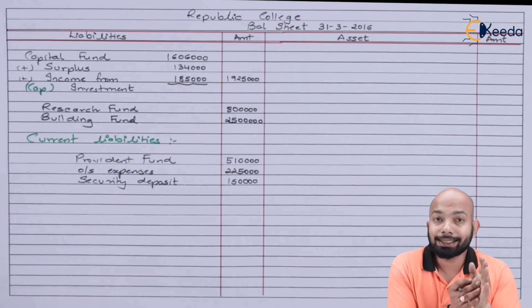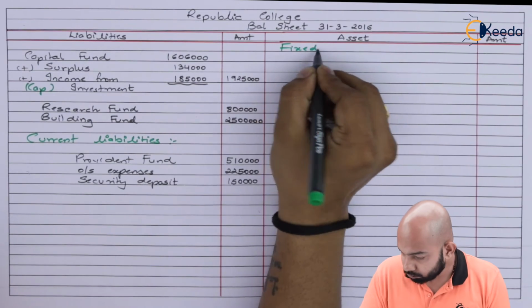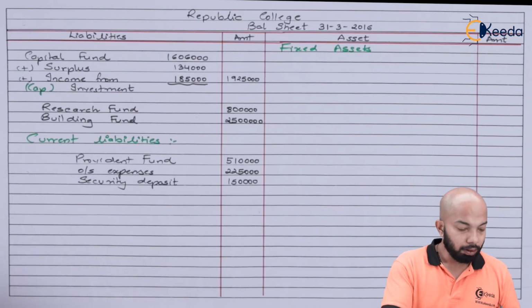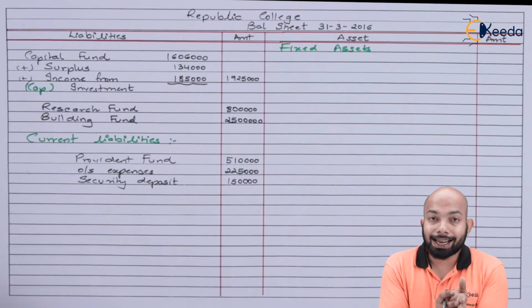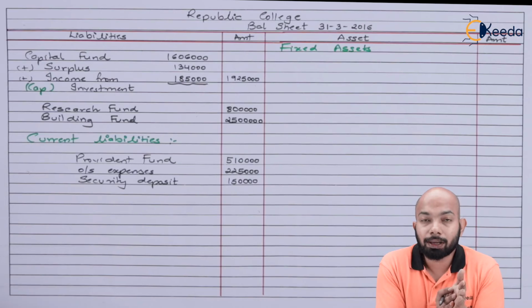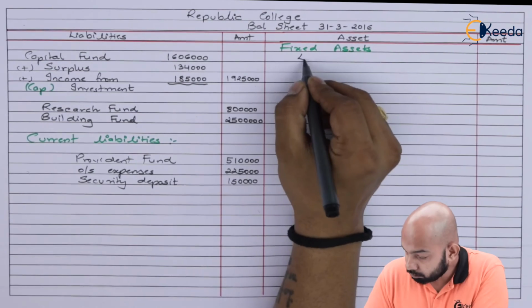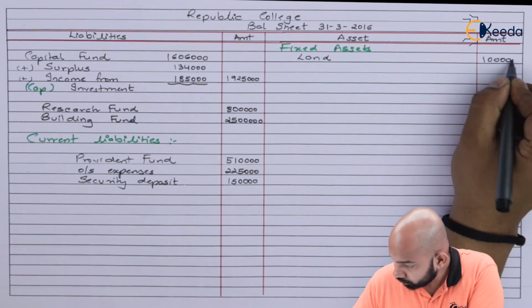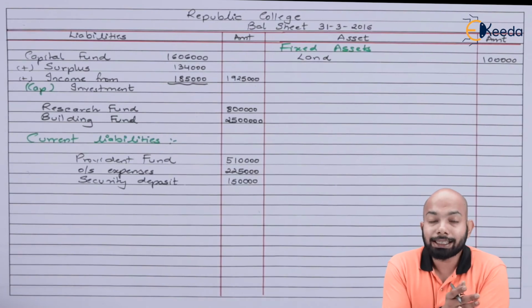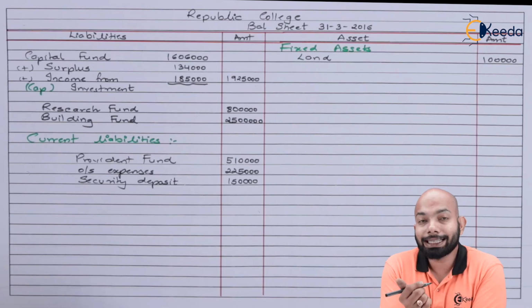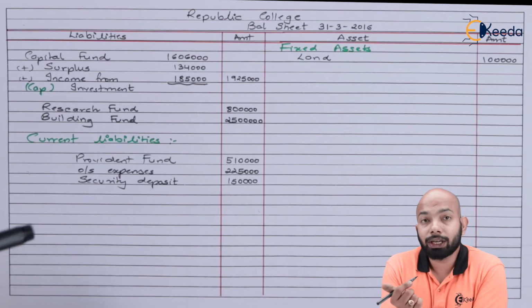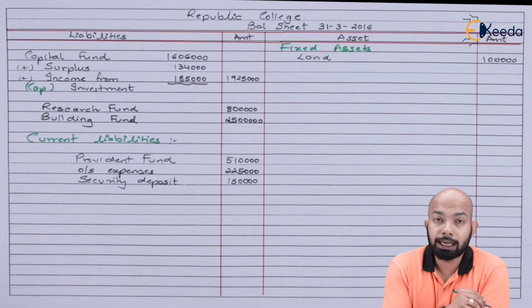Now let's go on to the asset side. So we have the cost of fixed assets, we have the depreciation that is supposed to be subtracted, that will be done, and the net amount will be mentioned outside. Land is the only asset where depreciation is not provided, hence 1 lakh is the exact amount that is mentioned outside. Next one will be buildings.